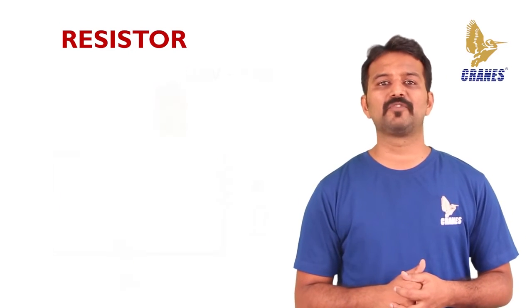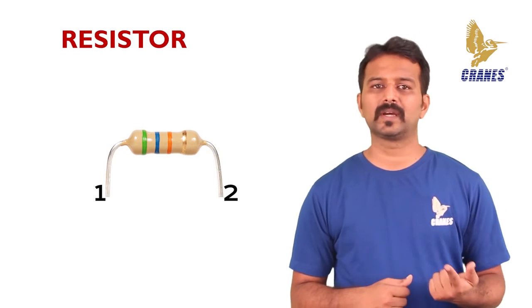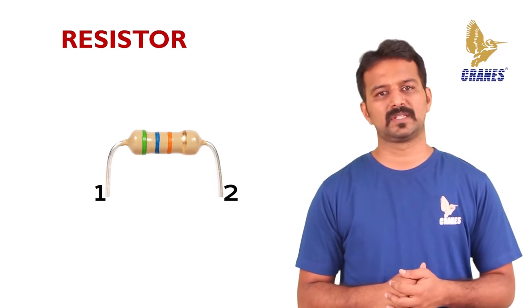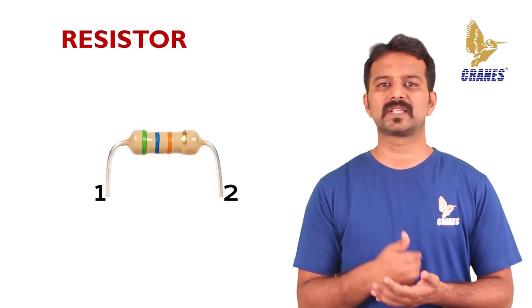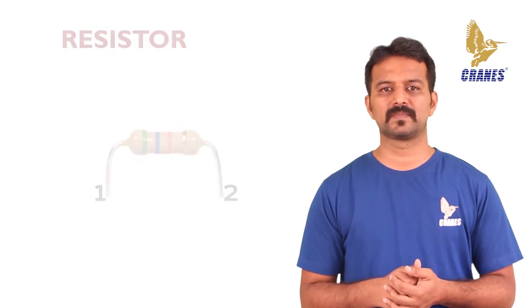The schematic symbol of a resistor. All resistors have two terminals, one connection on each end of the resistor. When modeled on a schematic, a resistor will show up as one of these two symbols.